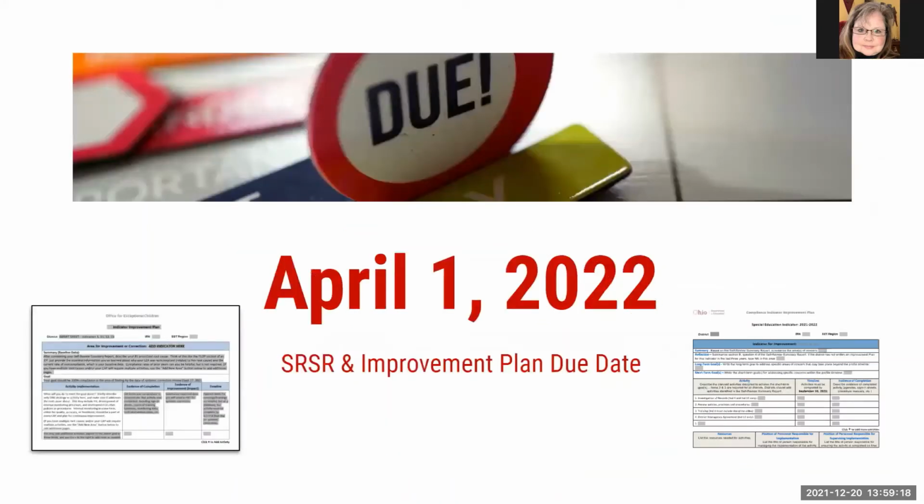The next due date I want you to be aware of is April 1st. This is the date that your self-review summary report and your improvement plan will be due to the state. You will upload these into the monitoring system and then get feedback from the monitors at the state or feedback from me. But again, that April 1st date is when those items are due.